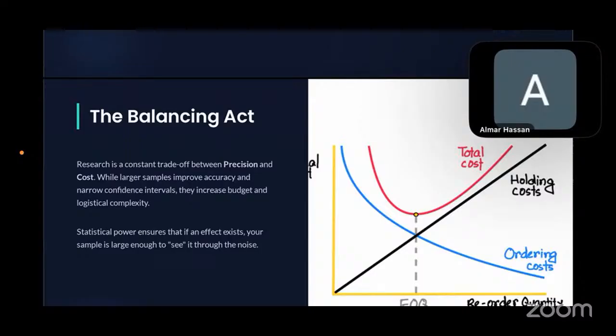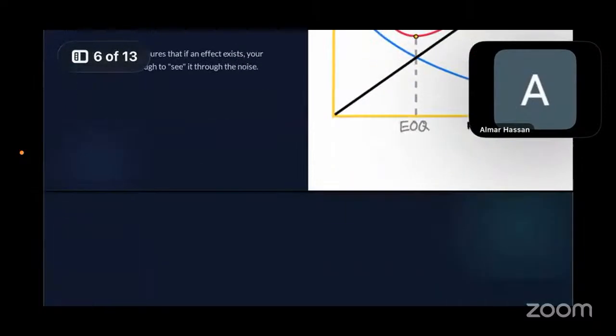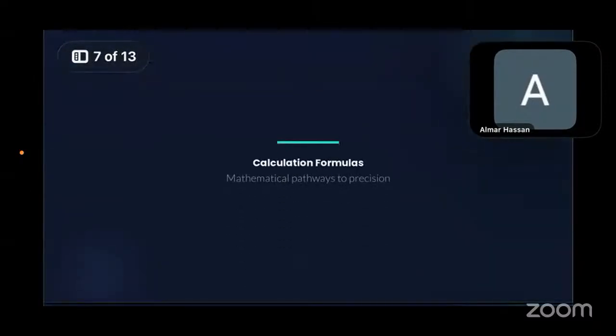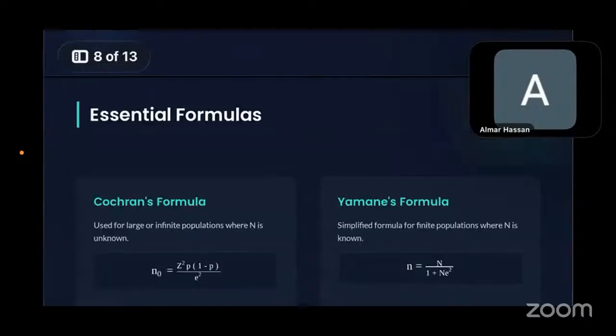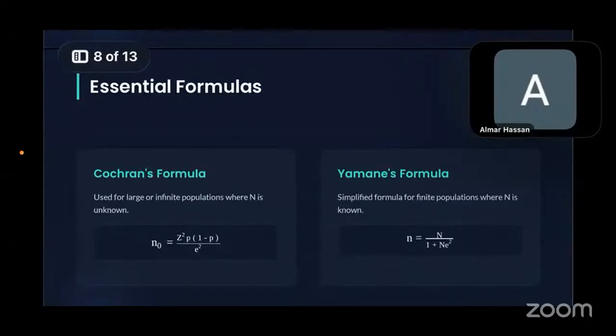I'm so sorry I'm unable to actually show this, but I guess there's a way that I can show you in Google. Here we have two essential formulas for sample size. So how do we take this formula? We use Cochran's formula. This is when you have an infinite population where the number of the population is actually unknown.